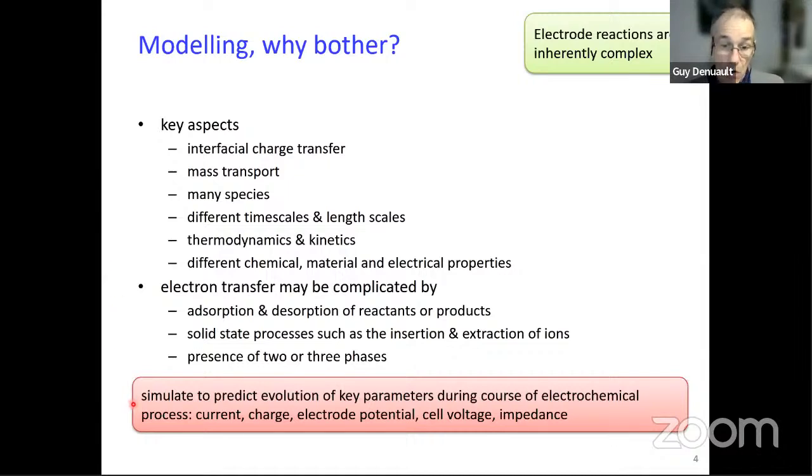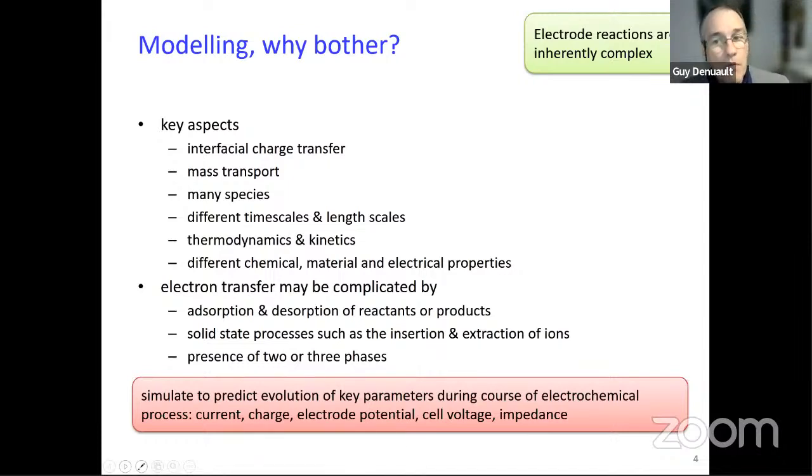But the objective of the model is to simulate and predict what our electrochemical system is going to deliver. So we want to see the impact on key signals, for example, the current, the charge, the electropotential, the cell voltage, but also the impedance. If you're doing electrochemical impedance spectroscopy, we want to be able to understand that during the course of our electrochemical process, and we want to see how that varies with a number of experimental parameters. So there are many reasons why you should consider modeling.